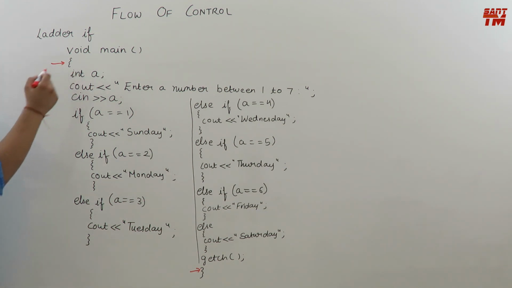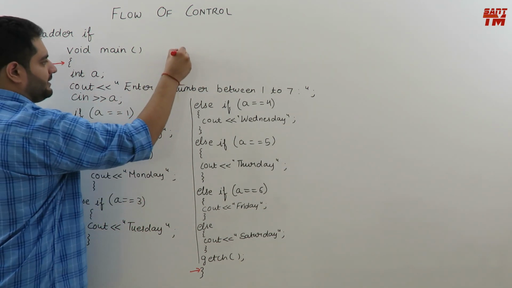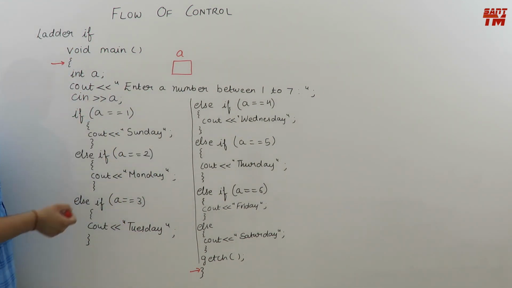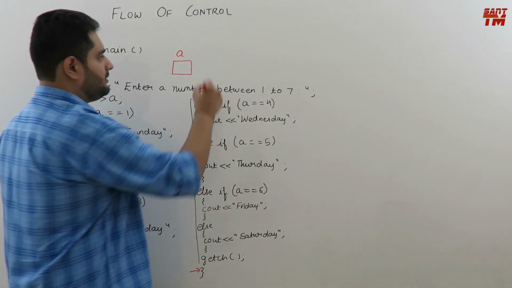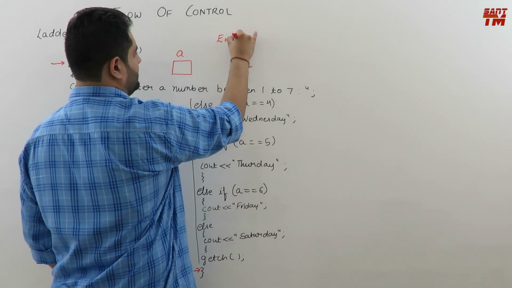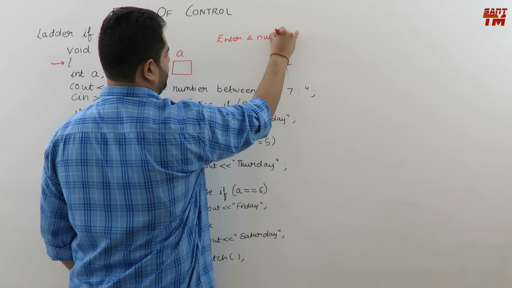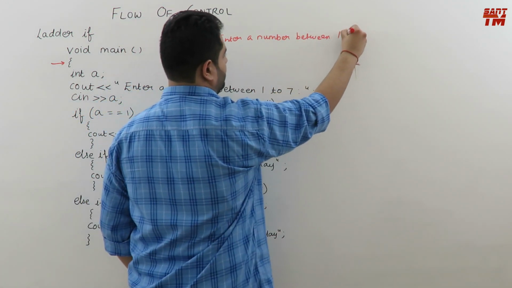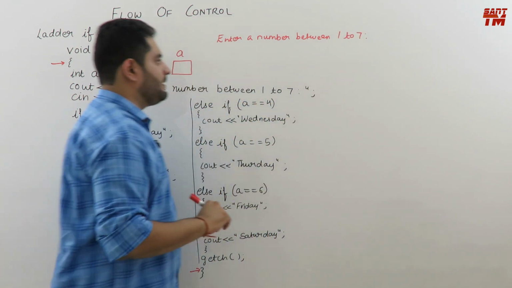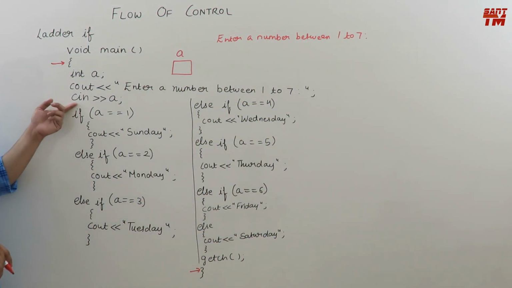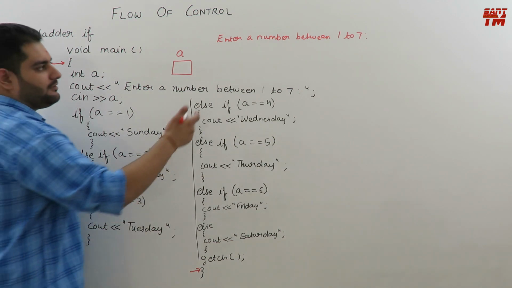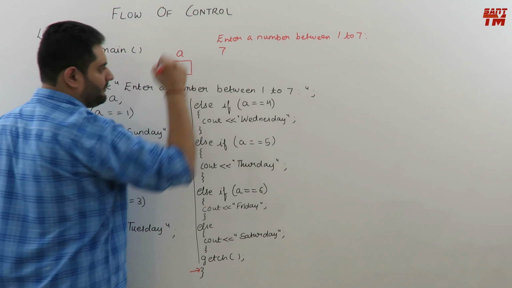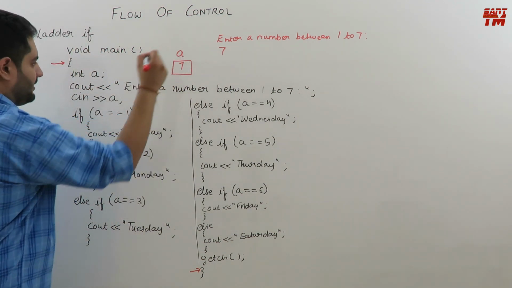So first I have declared a variable a of integer type. The memory of a will be allocated. Then cout enter a number between 1 to 7. So the statement enter a number between 1 to 7 will be printed as it is on your console screen like this. Then you have cin a, so you will enter any value between 1 to 7. Let us suppose I have entered a value, say 7 only. Then a will get the value 7.